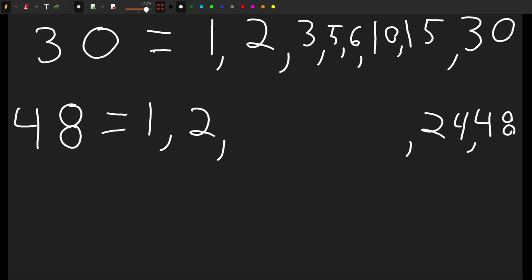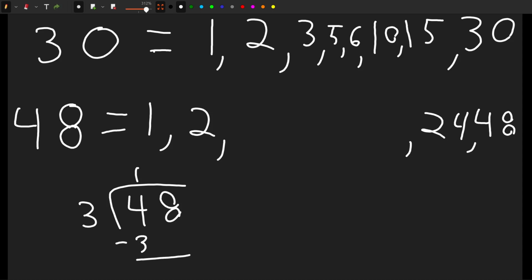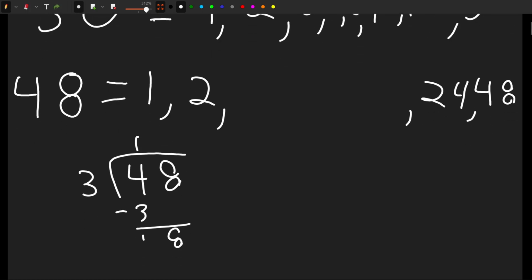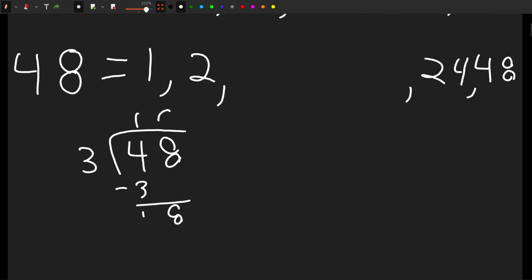So let's say now, is 48 divisible by 3? Well, let's go ahead and divide it out. So if I take 48, divide it by 3, 3 goes into 4 once. I get 1 left over, bring down the 8, get 18. We see that we have 3. How many times does 3 go into 18? It goes in 6 times. And so I get 18, subtract that, and I get 0. So in this case, 48 is divisible by 3. And the quotient is 16, so that's another factor.